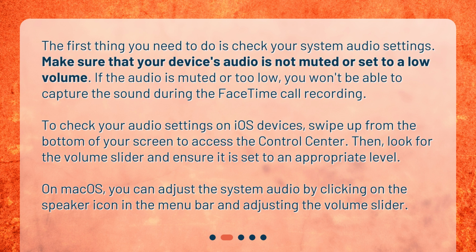recording. To check your audio settings on iOS devices, swipe up from the bottom of your screen to access the control center. Then, look for the volume slider and ensure it is set to an appropriate level. On macOS, you can adjust the system audio by clicking on the speaker icon in the menu bar and adjusting the volume slider.